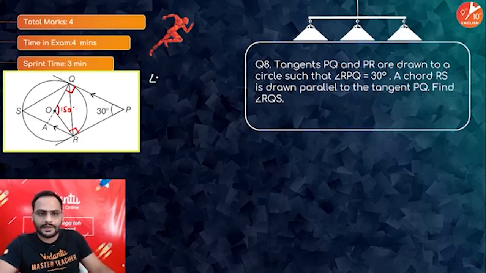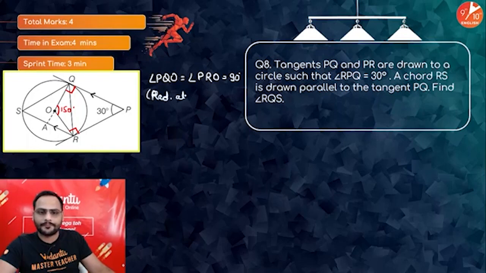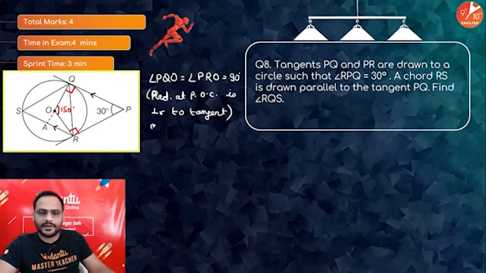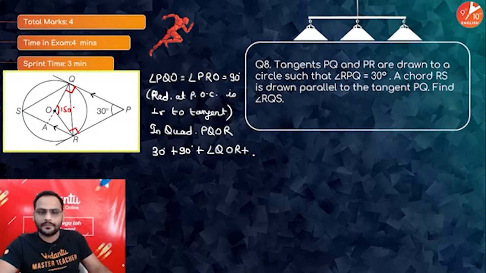So we know that angle PQO will be equal to angle PRO, equal to 90 degrees each, because the radius at the point of contact is perpendicular to the tangent. Then in quadrilateral PQOR, one angle is 30, at angle Q we have 90 plus angle QOR plus angle R also 90 is equal to 360 degrees. So angle QOR will be equal to 150 degrees.